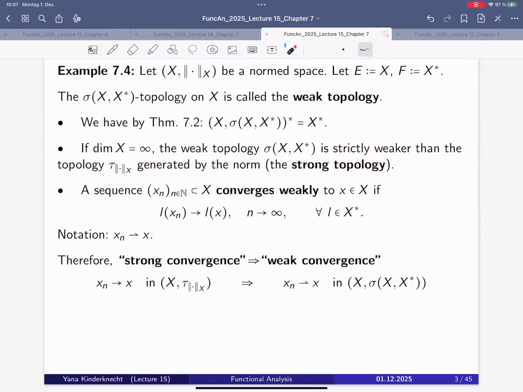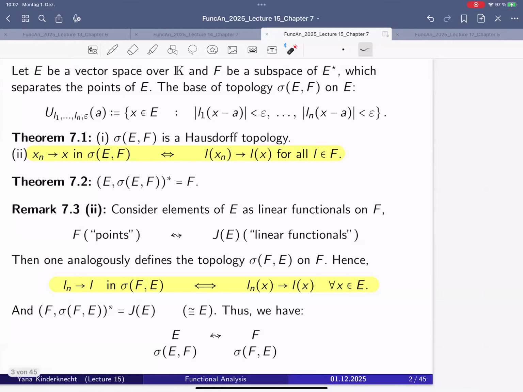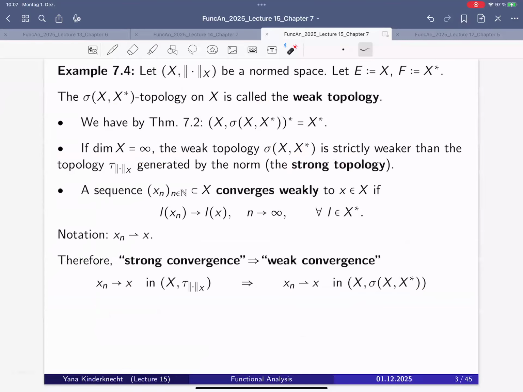Okay, so in this particular case, this weak convergence looks as follows. It follows exactly from what is written here. And so strong convergence implies weak convergence because the strong topology is stronger, or at least not weaker than the weak topology. Okay, that was last time.